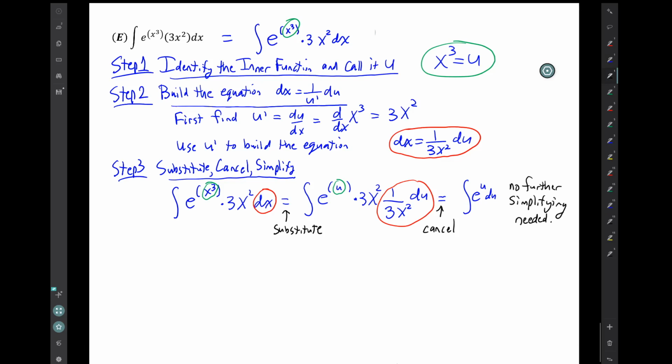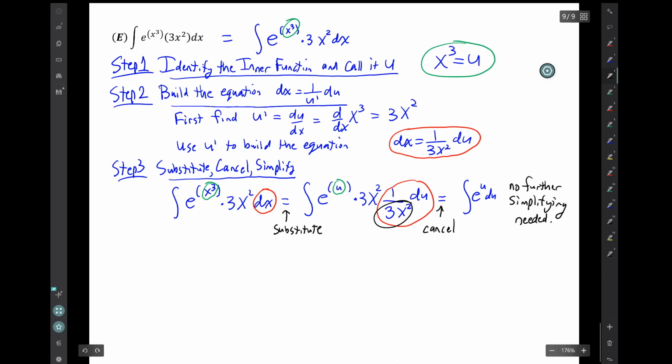There's the result of step 3. Notice that we did our green substitution using this equation, substituted that u in place of that x cubed. We did our red substitution using this red circled equation to replace this red circled dx with this red circled stuff. We canceled. The 3x squared canceled the 3x squared. And then there was no further simplifying needed.